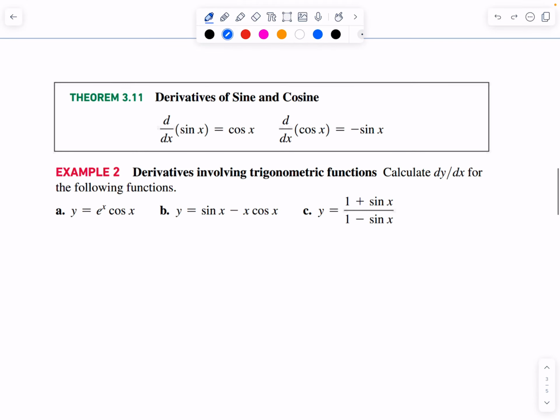Right, this is what you're going to memorize. This is going to be one of the harder things, I think, to keep straight as you go along. My Calc 3 students still have to look up in the air and think about it. Derivative of sine is cosine. Derivative of cosine is negative sine. You've got to get those memorized.